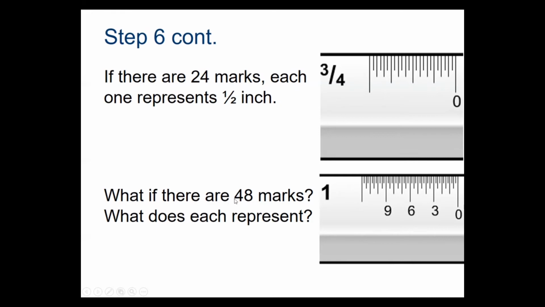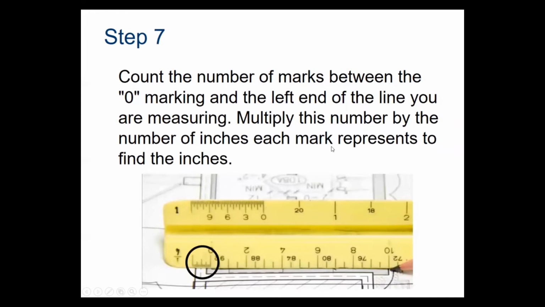So what if they're 48? Again, the 48 goes on the bottom. So this is going to tell us that they're a quarter. Yep, there it is, 1/4 inch for each of the little marks. Okay, that's tricky.